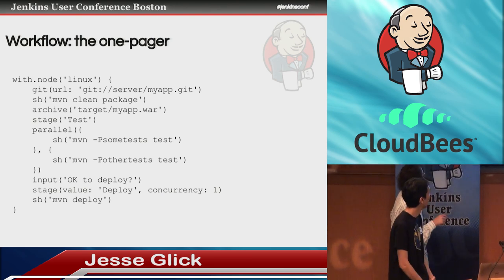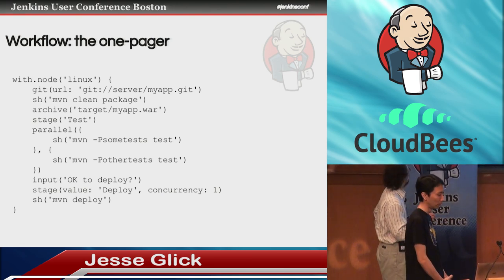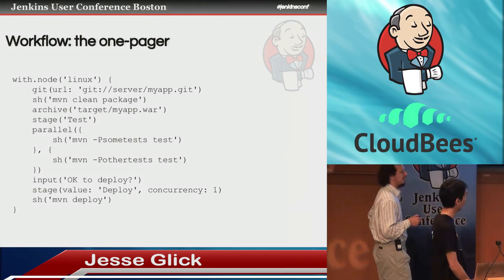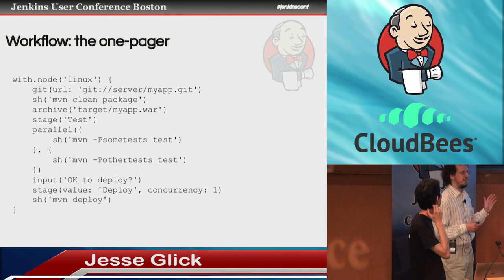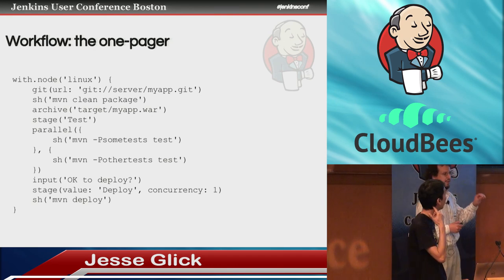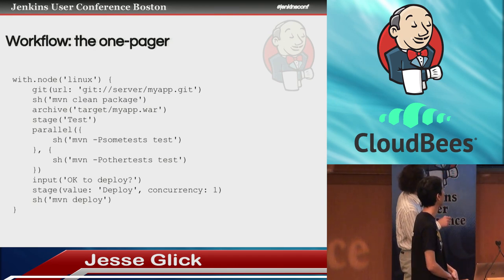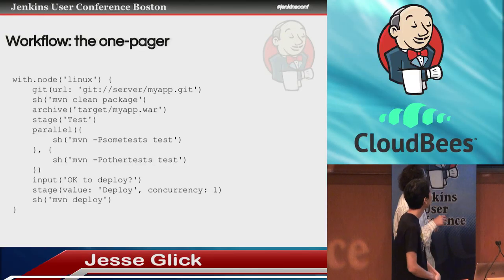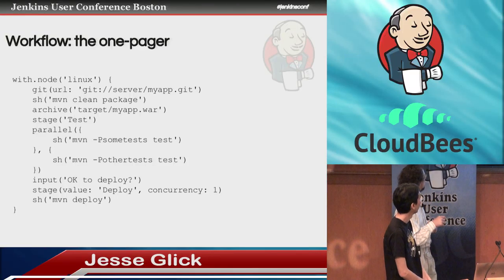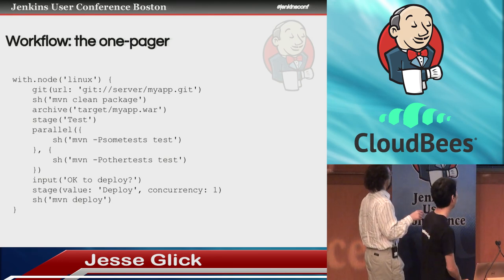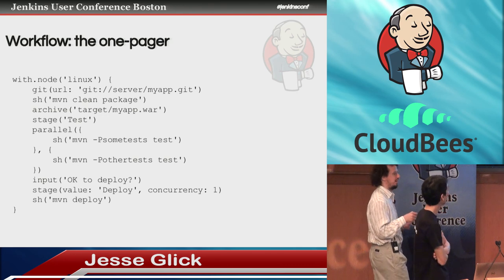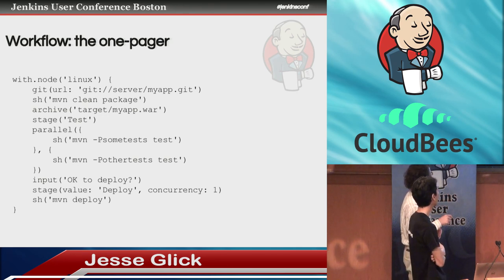Archive some artifacts, and then this part here, stage test, is interesting. What this says is that now we're moving into a new stage of the flow, right in the middle of this function, really. This is going to be marked in the user interface, and it can have other effects as well. If you want to run things in parallel, that's pretty easy in Groovy, so any Groovy control constructs that you want to run, loops and things, you can put in here.